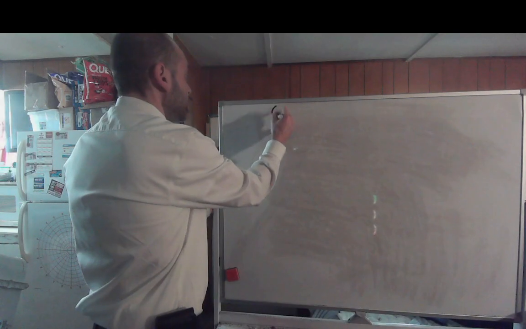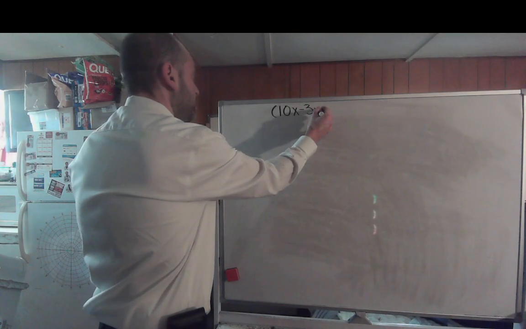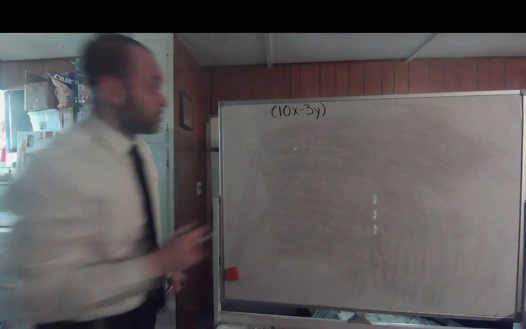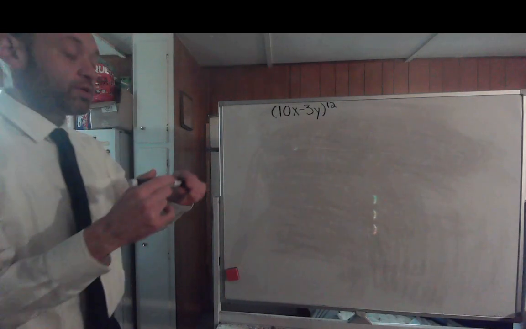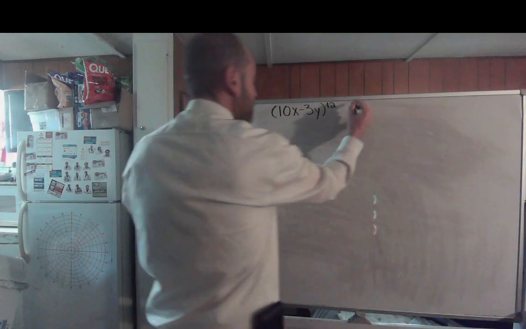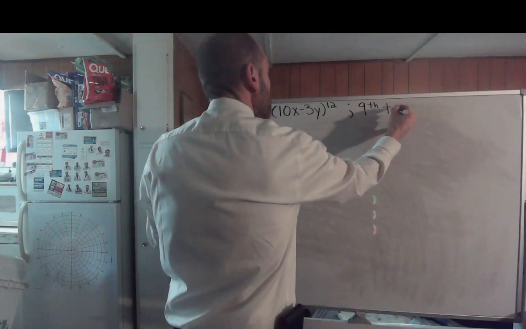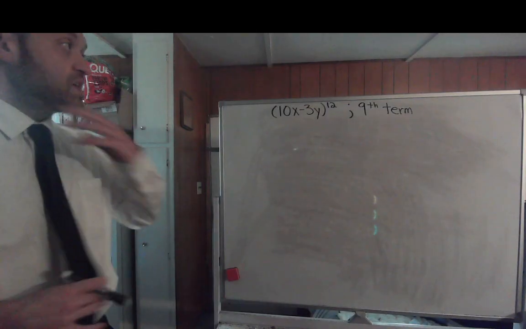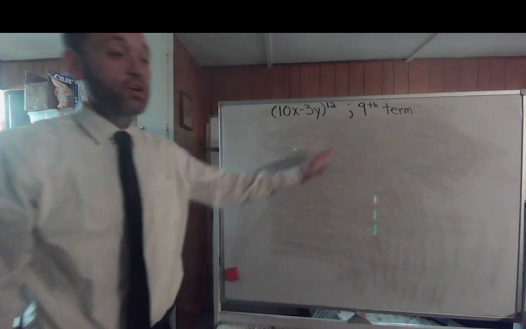So let's say I have something like 10x minus 3y raised to the 12th power. So we're going to take 10x minus 3y raised to the 12th power. We're going to find the ninth term. So they want us to find the ninth term of the quantity 10x minus 3y raised to the 12th power.